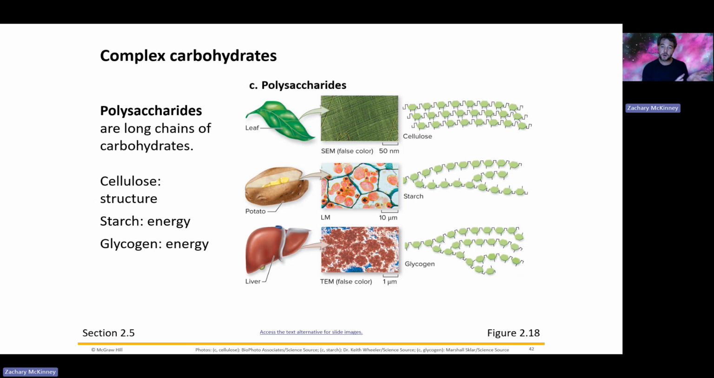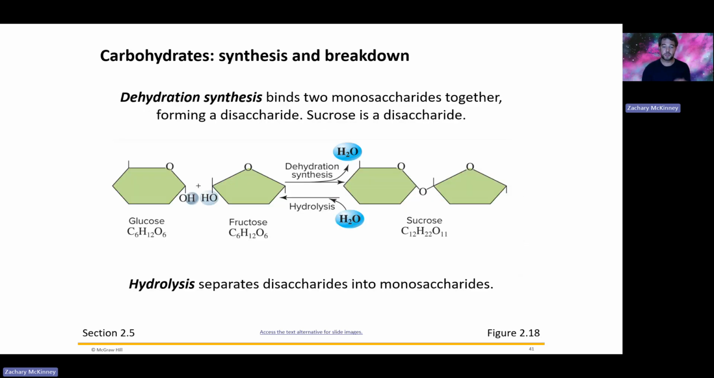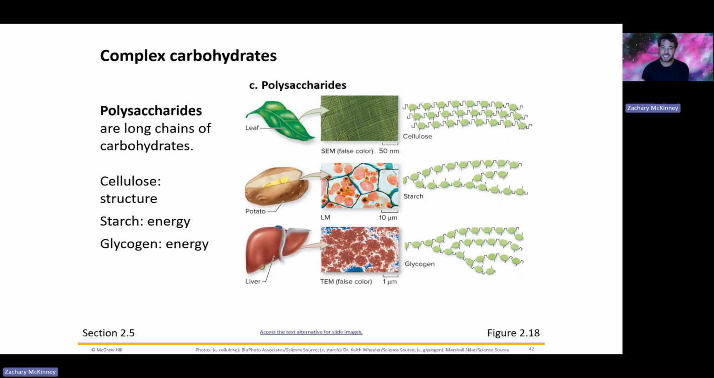Okay, so simple carbohydrates are monosaccharides, glucose, fructose, and disaccharides, sucrose. Our body uses these for quick energy. Complex carbohydrates, polysaccharides, have three classes: cellulose and starch in plants, glycogen in animals. Starch and glycogen are energy storage, cellulose is structure.